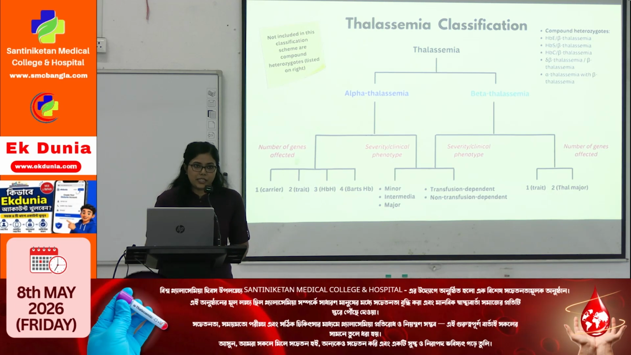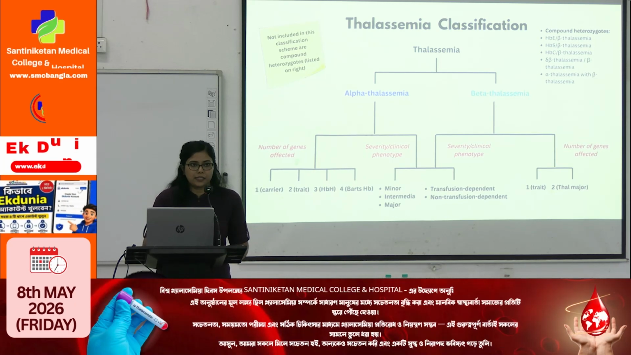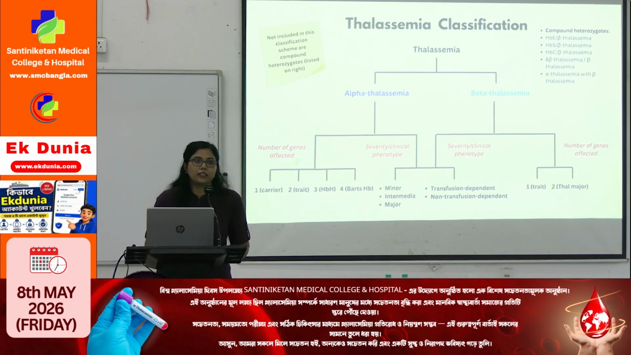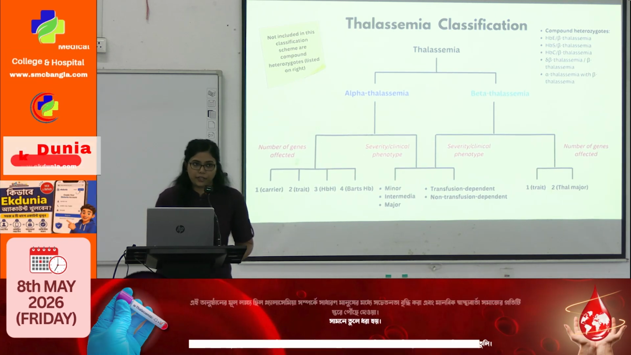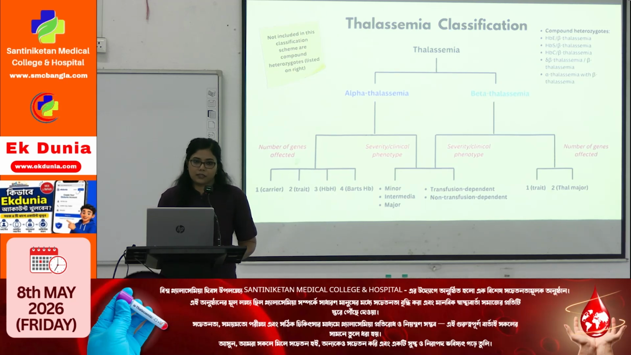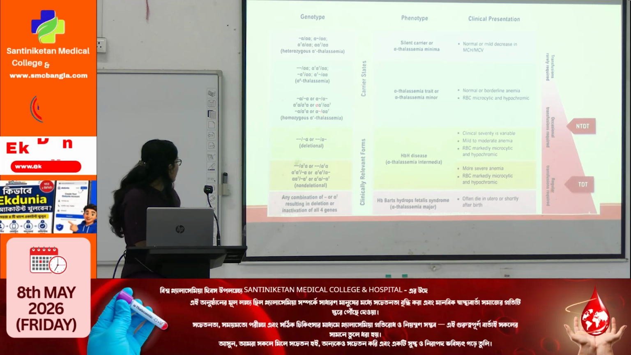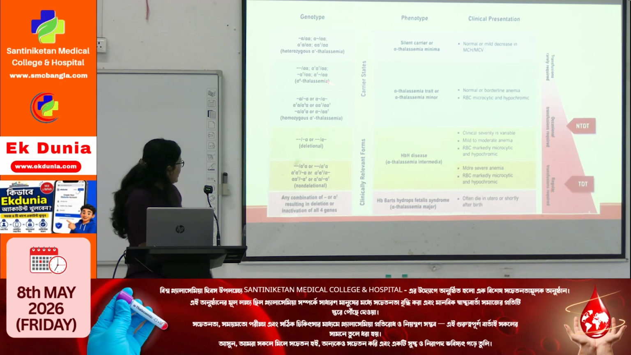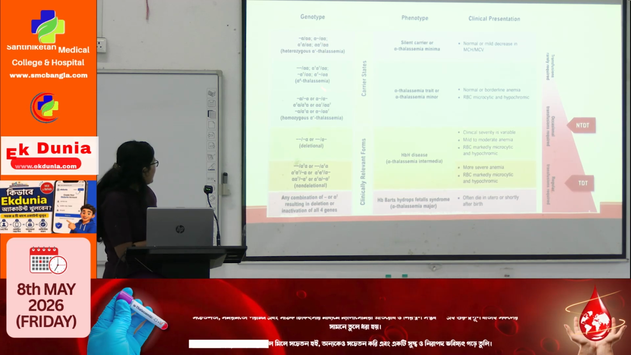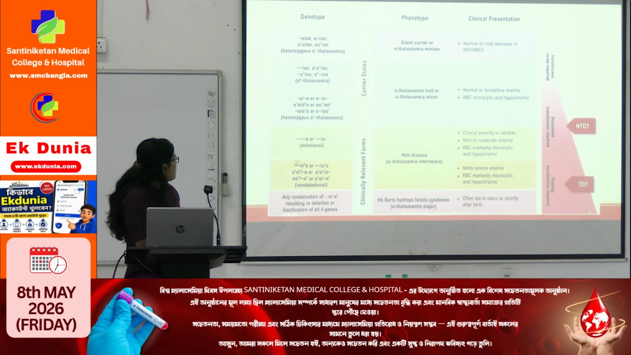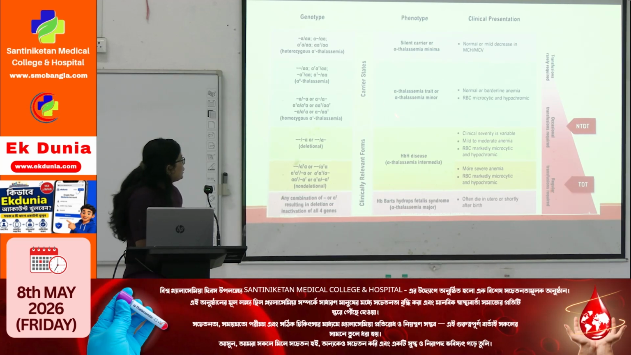Depending on the severity and the clinical presentation, both of these thalassemias can present as minor, intermediate and major, and depending on the requirement of frequent blood transfusion in patients, they can be categorized as transfusion dependent and non-transfusion dependent thalassemia. Now, this is a further detailed classification where on the left side we can see the genotype of these thalassemias, but our concern will be more on the phenotypic expression of this thalassemia.